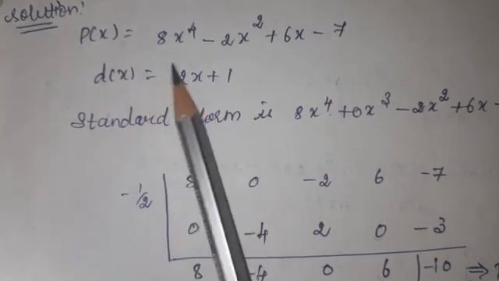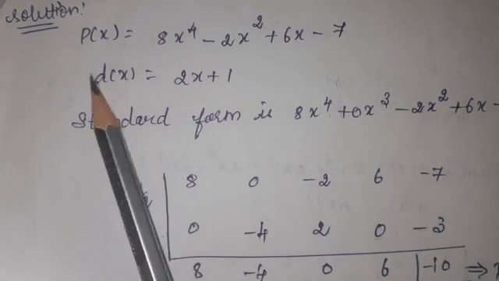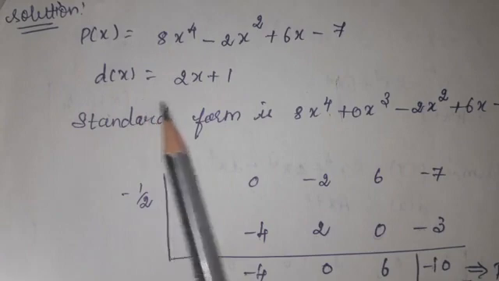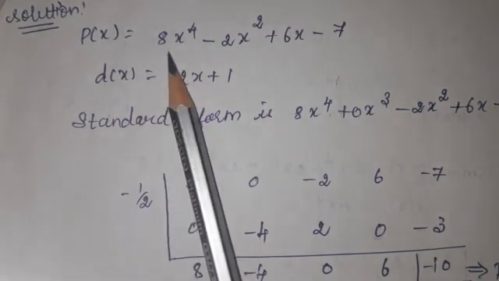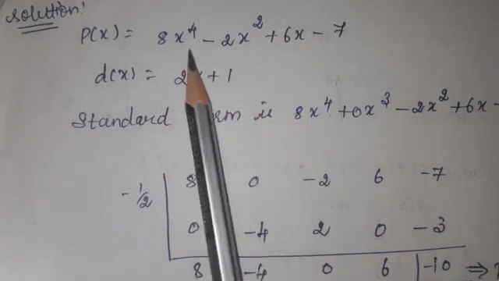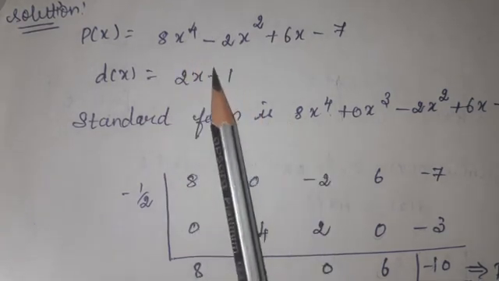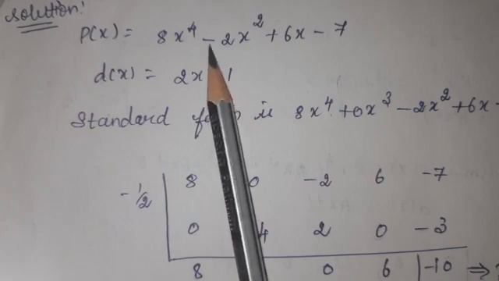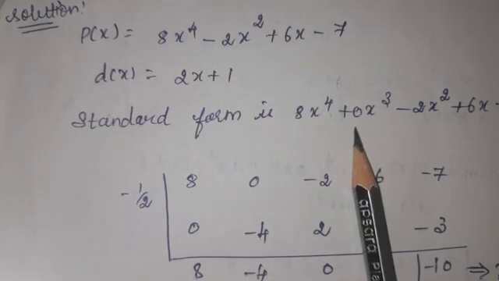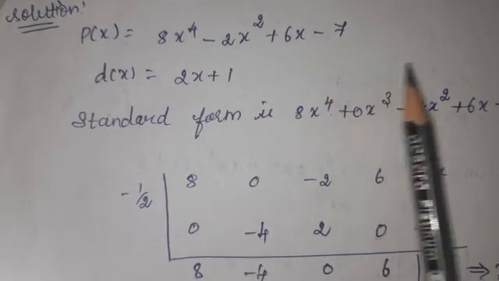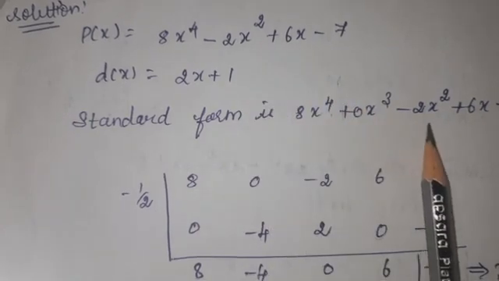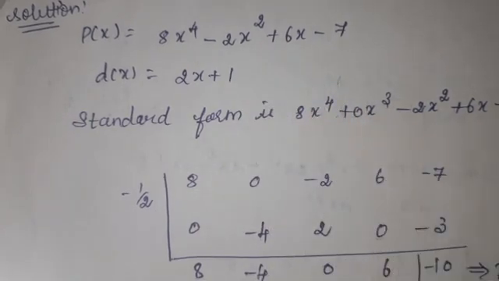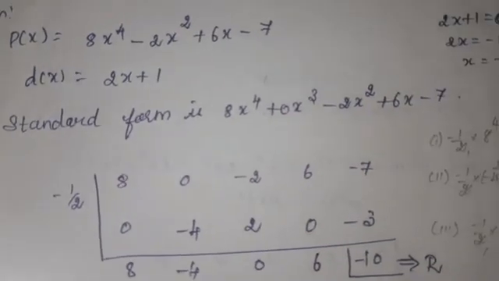The question is, the dividend part I have taken as p of x and the divisor part is g of x. First of all, we should check whether it is in standard form. So we should check whether the standard form is there or not. 8x power 4. Next you should have the cube term. Here it is not given in our question, so you should write 0x cube. Next you should have the square term in the question. So write minus 2x square plus 6x minus 7. That is what I have written.